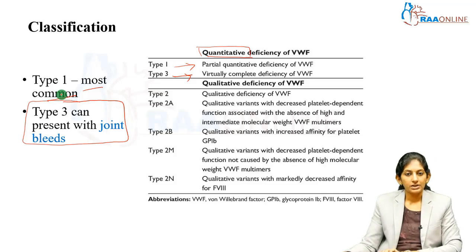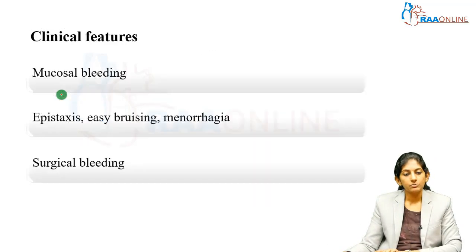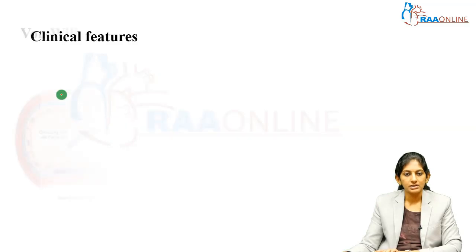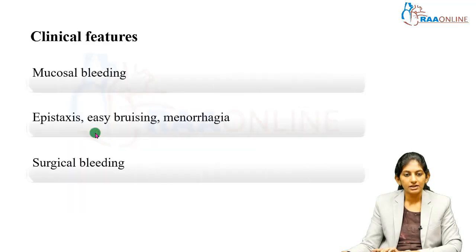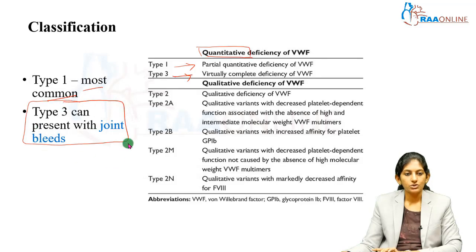I have already told you that von Willebrand disease presents as mucosal bleeding. But what happens in type 3? The von Willebrand factor is completely absent. As you can see, the circulating von Willebrand factor circulates along with factor 8. It transports factor 8, so it increases the lifespan of factor 8. But since in type 3 the von Willebrand factor is completely absent, factor 8 gets degraded, so it presents just like hemophilia with joint bleeds.